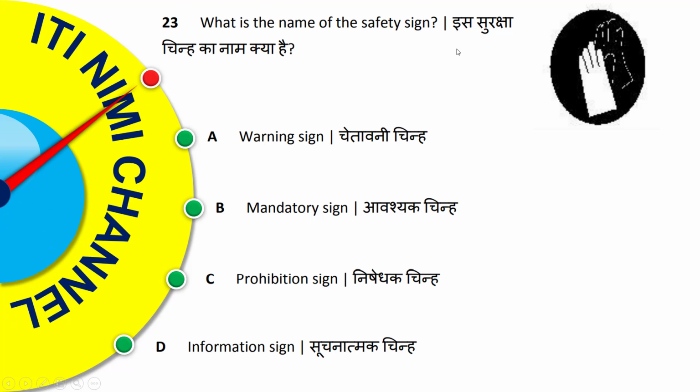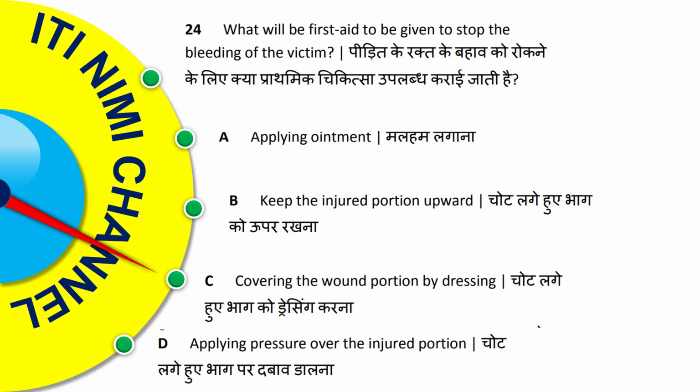What is the name of the safety sign? You have to tell what is the name of this safety sign. Warning sign, mandatory sign, prohibition sign, information sign. The answer is information sign. What first aid should be given to stop the bleeding of the victim? Applying ointment, keeping the injured portion upward, covering the wound portion by dressing, applying pressure over the injured portion. The answer is applying pressure over the injured portion.